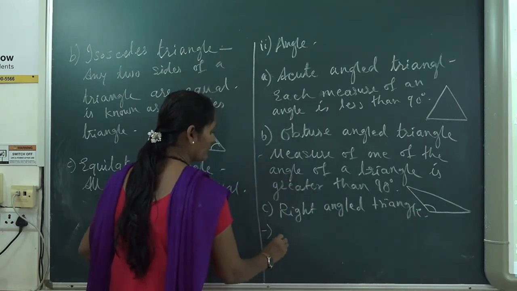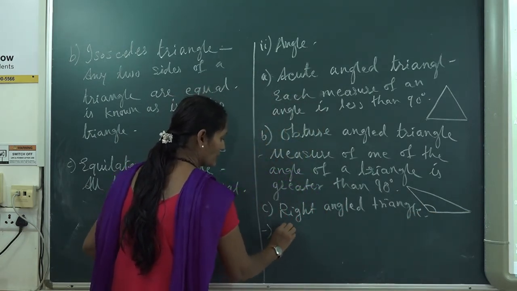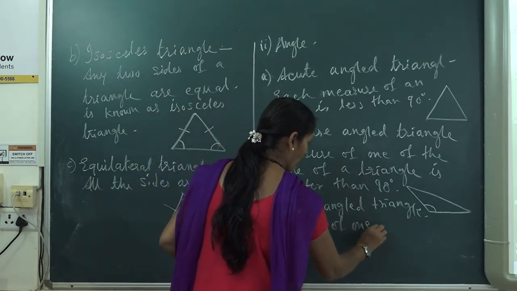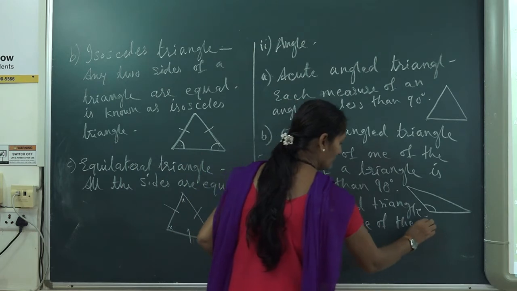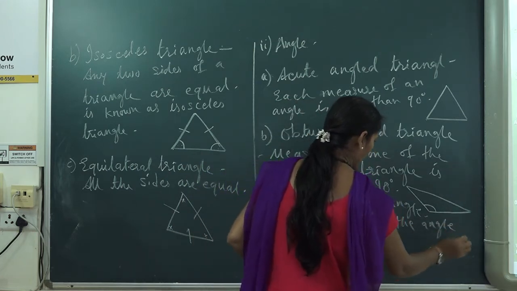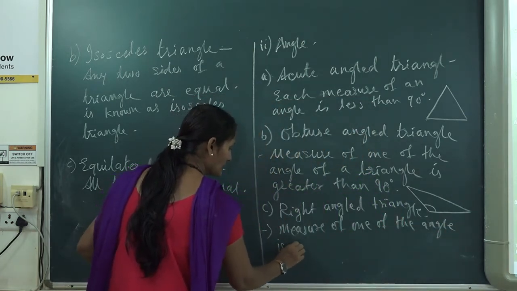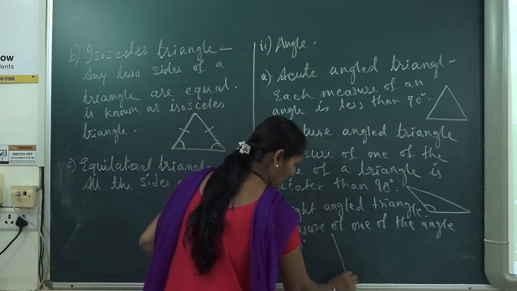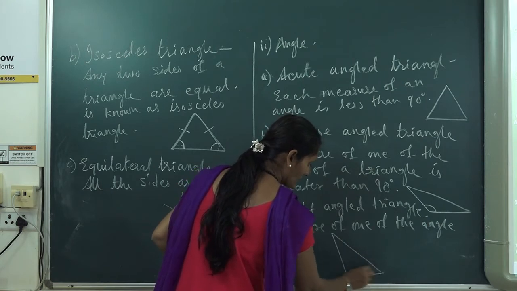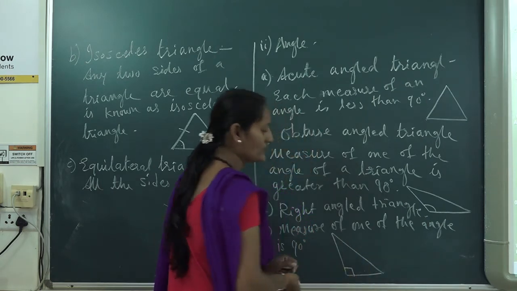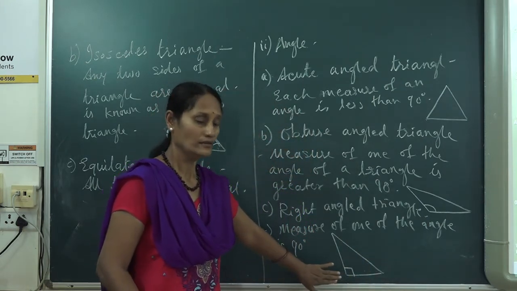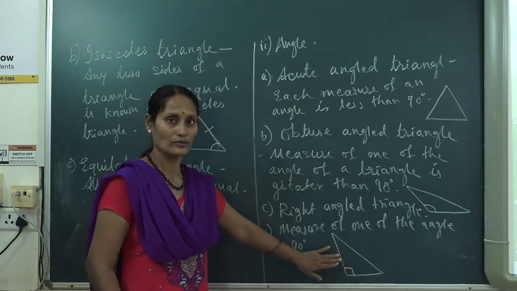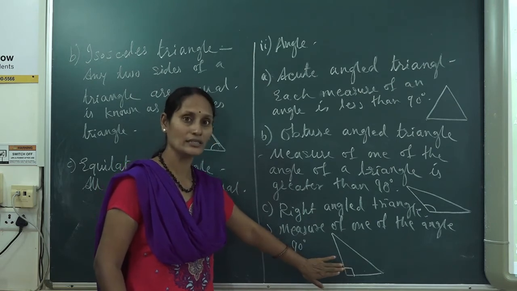Now in this, one of the angles measures 90 degrees. Now if I draw a figure for you, this is the figure and this angle measures 90 degrees, and this is the symbolic representation to show that this angle measures 90 degrees.